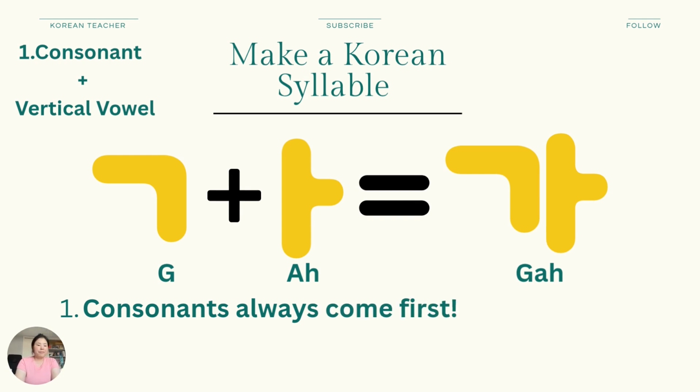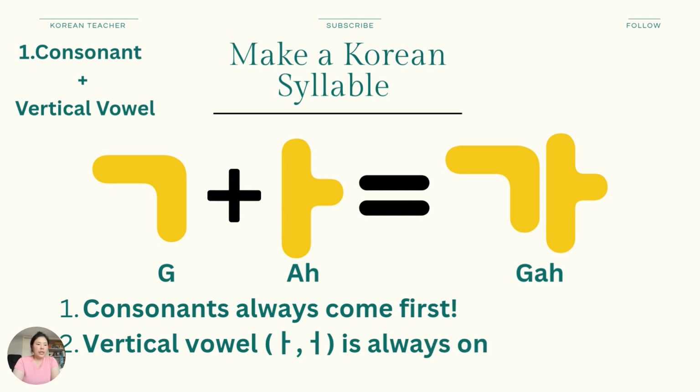Let's try to make a Korean syllable. First one is consonant plus vertical vowel. You need to remember consonants always come first, okay? Always come first. The first one, consonant, what was it? What was the sound? G, right?